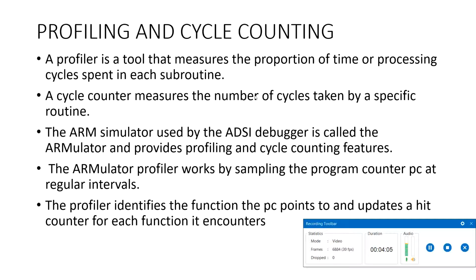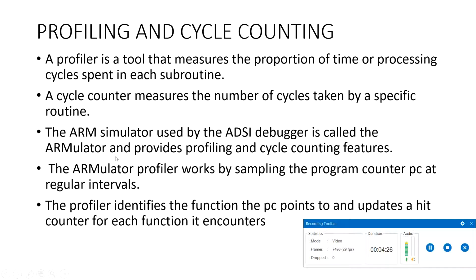A cycle counter measures the number of cycles taken by a specific routine. That means if there is a routine, the cycle counter takes care of how many cycles have been taken to execute that routine. Thereby, we are taking care of the timing constraints. The ARM simulator used by the ADS debugger is called the Armulator, and it provides the cycle counting feature.